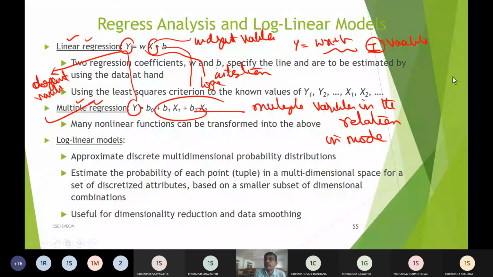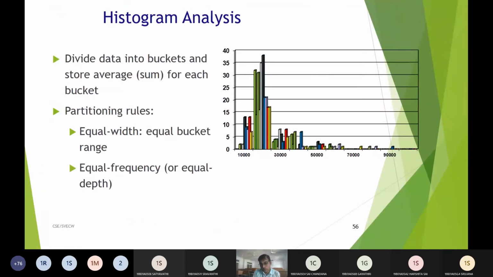Now, instead of linear regression, instead of linear values, we will use logarithmic values. Then it is going to become log linear models.